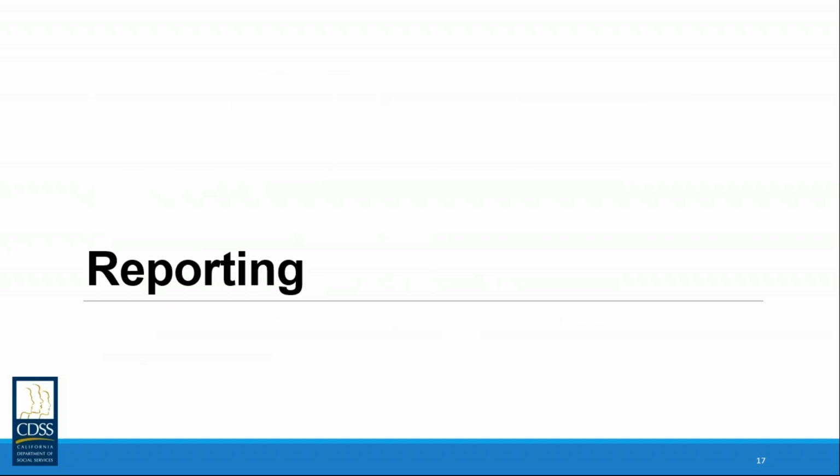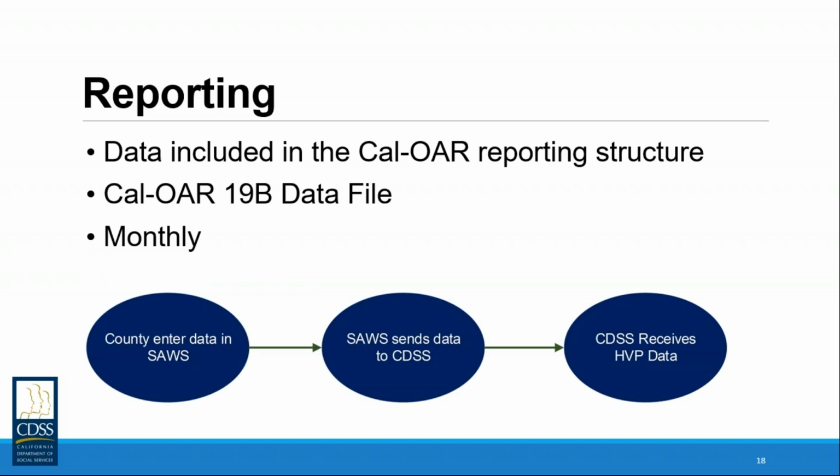Okay, so now we'll shift gears and talk about how this information will be reported to CDSS and by whom. Reporting of the HVP offered and participant received flags is included in the Cal-OAR data reporting structure. For Cal-OAR, SAS will be sending CDSS data files with certain data elements needed to calculate the Cal-OAR performance measures. This data will be reported on an individual client-level basis by county. Cal-OAR consists of 6 data files with different data variables.